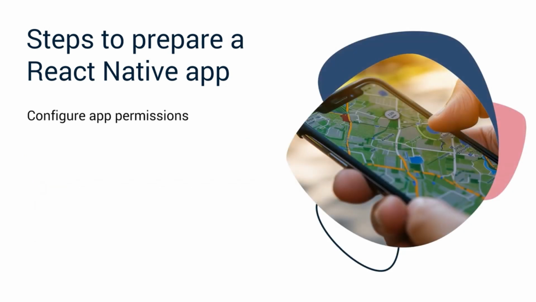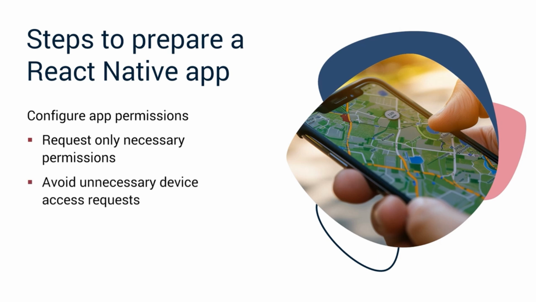Next, your app needs permission to access certain features on the user's device, such as the camera or location services. Only request permissions that are necessary for your app's functionality. For example, if your app doesn't need location services, don't request access to it.